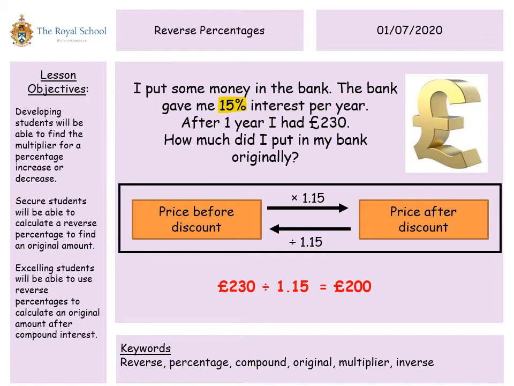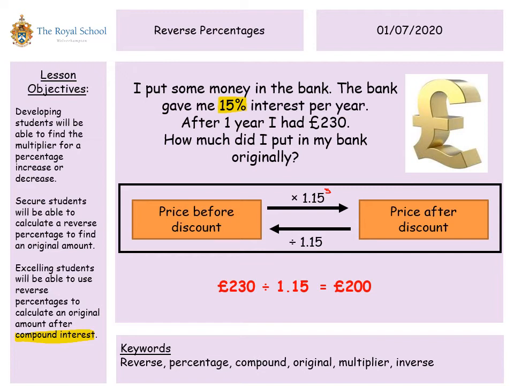Now, our excelling students, as our learning objective here, might be able to reverse percentages after compound interest, so after more than one change in this. So the only difference that would happen here is that perhaps if we knew that the money had been in the bank for 2 years, what we'd be doing is we'd have multiplied originally by 1.15 squared for the 2 years. Remember last lesson's work, and so we'd divide by 1.15 squared. And again, if this was 5 years, we'd have been multiplying by 1.15 to the power of 5.